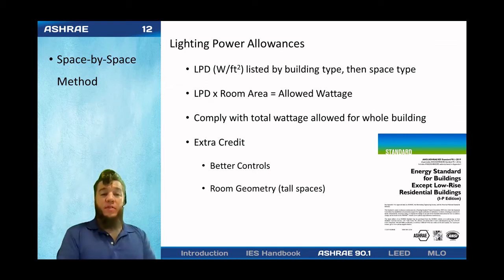allowed power density might be too low for that space. And so you can get an allowance based on the specific geometry of your room for that. And that's known as the room cavity ratio, or the room geometry allowance.